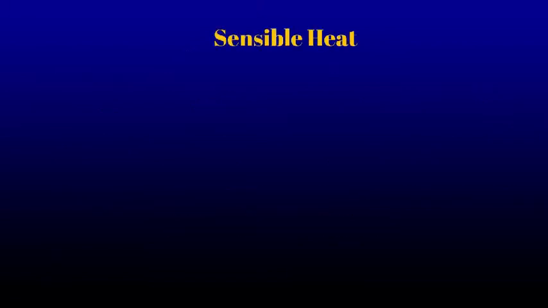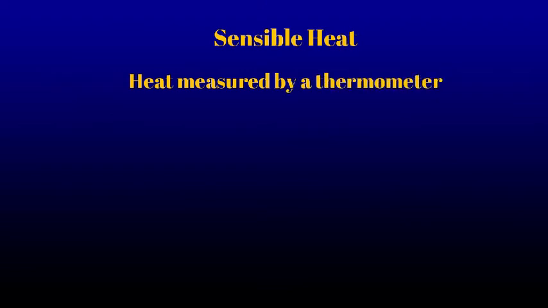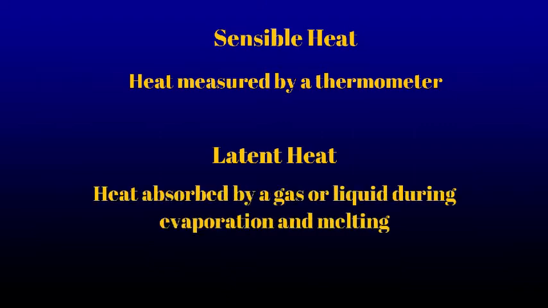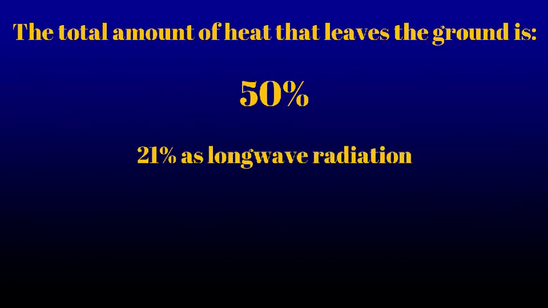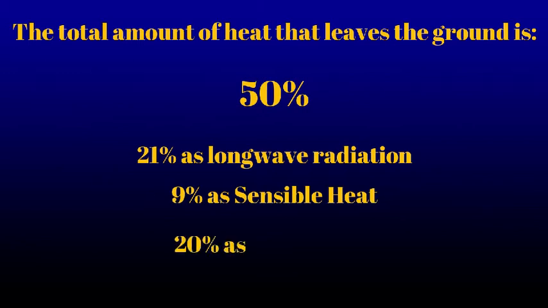Remember from our previous video, sensible heat is heat measured by a thermometer. Latent heat is heat absorbed by a gas or a liquid during evaporation and melting. The total amount of heat which leaves the ground is 50%: 21% from long-wave radiation, 9% is sensible heat, and 20% is latent heat.